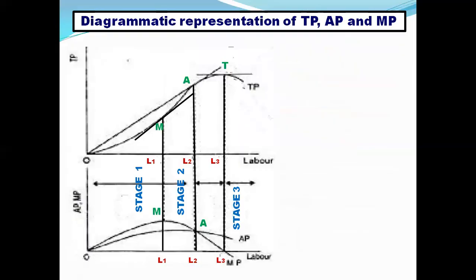Now we come to the diagrammatic representation of TP, AP and MP curves. First look at the TP curve. TP increases at an increasing rate up to point M. So you will draw like this, because TP is increasing at an increasing rate, right? Thereafter TP is increasing at a decreasing rate. You start drawing like this. TP reaches maximum at point T, and after T, TP has started decreasing, right?